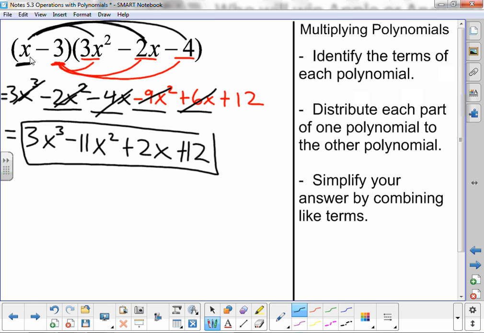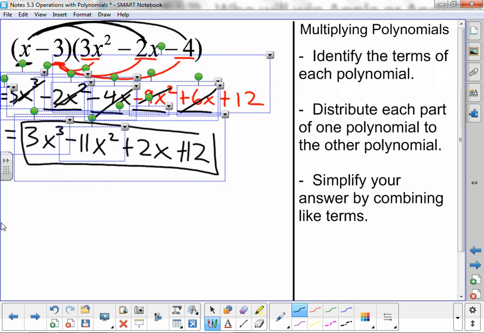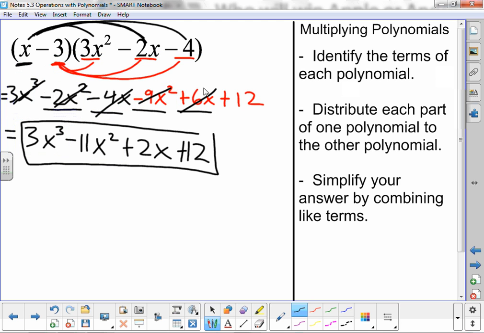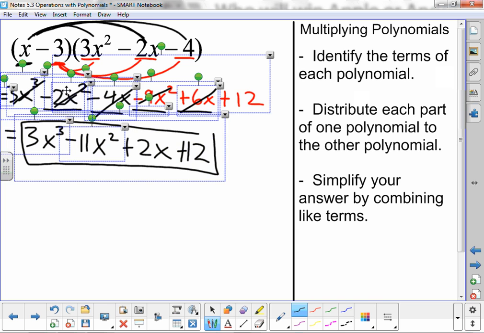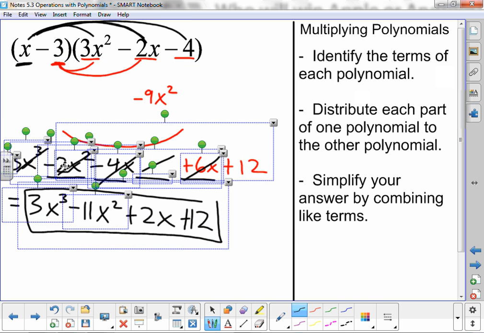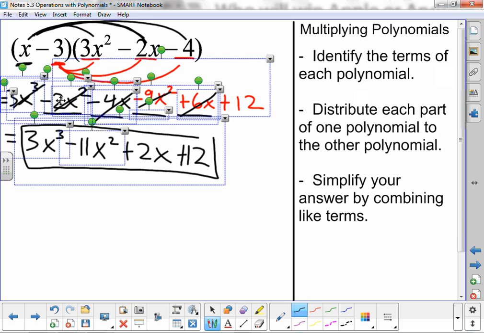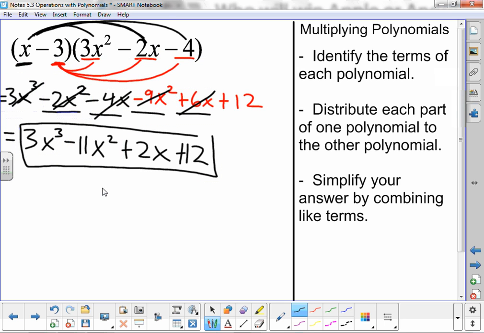So yeah, just figure out how many terms are on the first part, that'll tell you how many times you have to multiply. So this had a binomial, so I had to multiply twice, and then I had to basically do a double distribution. There's actually kind of like a middle step here. You can write this out as x times this group and then minus 3 times that group. That helps out students sometimes.